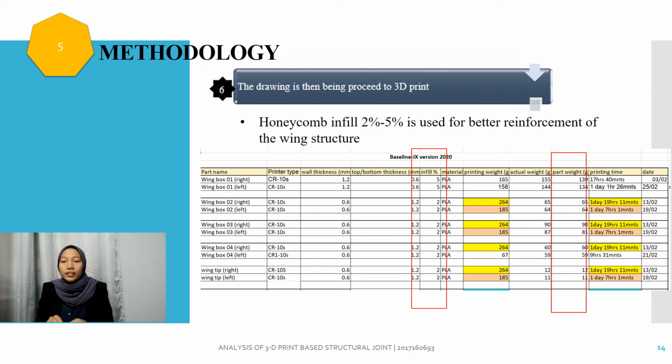The sixth one is the drawing is then proceeded to 3D print. The honeycomb infill with the range of 2% to 5% is used for better reinforcement of the wing structure. If we look at the table shown, the recorded printing data from FTTC shows the infill and the weight of the printed wing box. Even though the infill is small in percentage, the weight is quite heavy. Hence, it is only sufficient for us to use 2% to 5% infill.